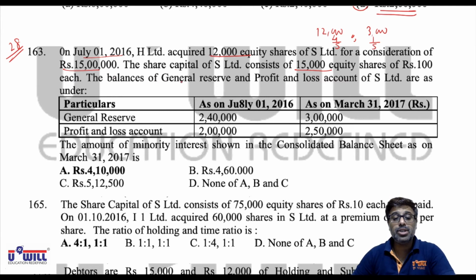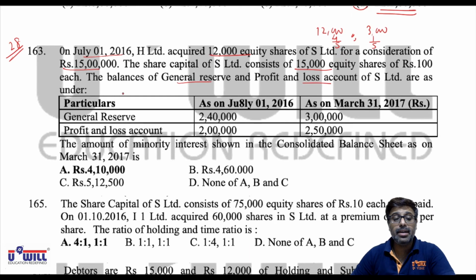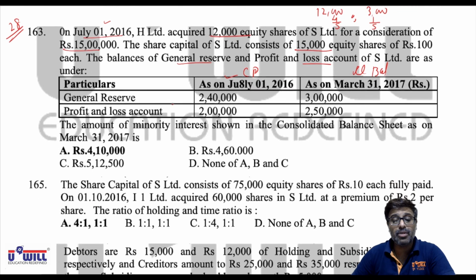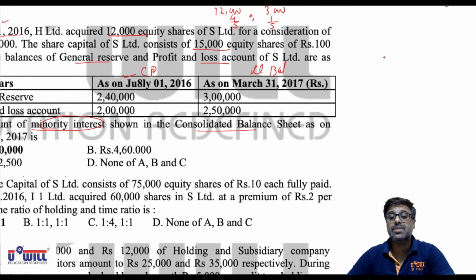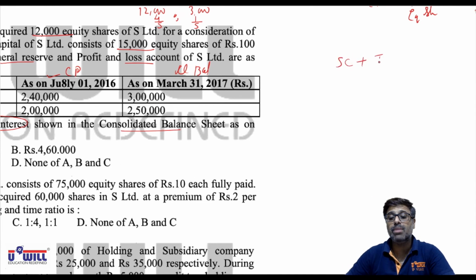The balances of general reserve and P&L account of S Limited are as under on July 1st, that is on July 1, 2016, which means the capital profits, and as on 31st March means the closing balance. So you'll get closing minus capital profits as the revenue profits. But what is asked? The amount of minority interest shown in the consolidated balance sheet as on 31st March 17. Now for minority interest, I gave you this shortcut earlier also, that you just find share capital plus total profits into minority interest. So that is what we are going to do over here.